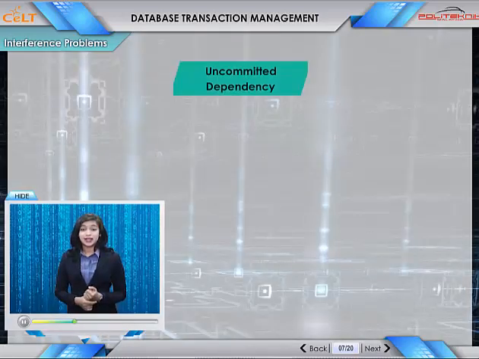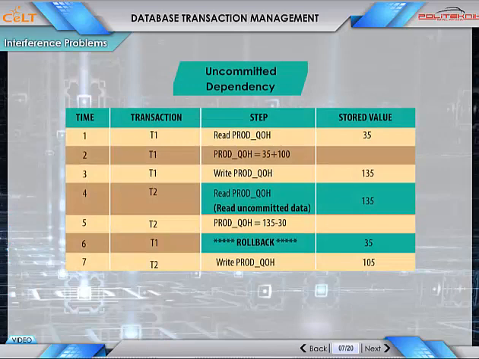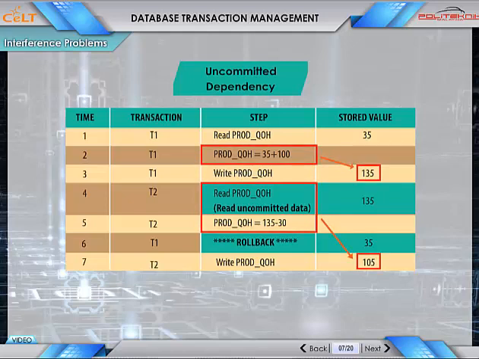Uncommitted dependency, or dirty read. This occurs when one transaction reads data written by another transaction before the other transaction commits. The stored value for the first transaction is 35 plus 100, 135. But then the second transaction has already accessed the uncommitted data. So now the value is 135 minus 30, 105.